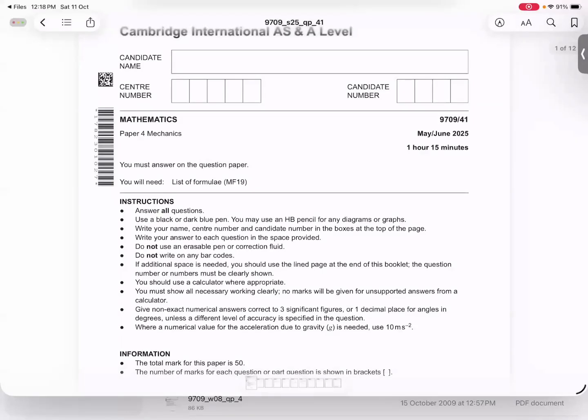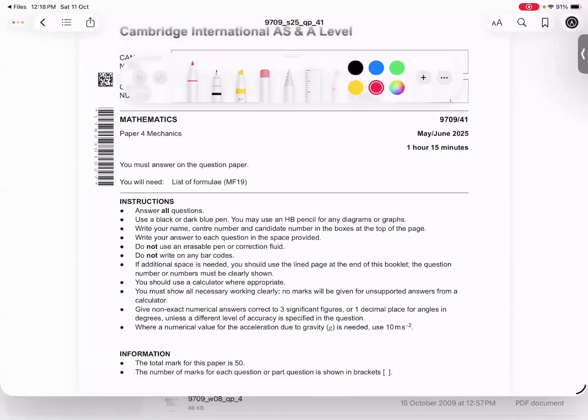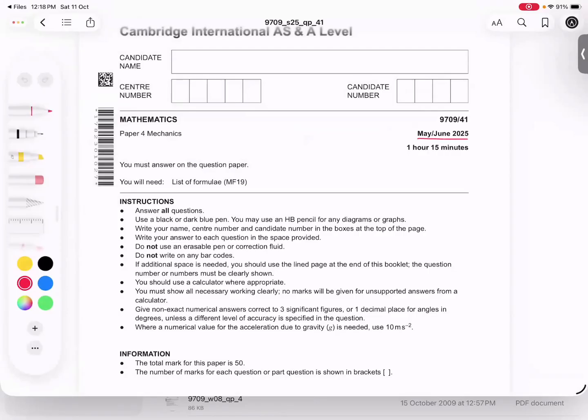Bismillah ar-Rahman ar-Rahim. This is the June 2025 variant 41 full mechanics paper. So let's try to solve.